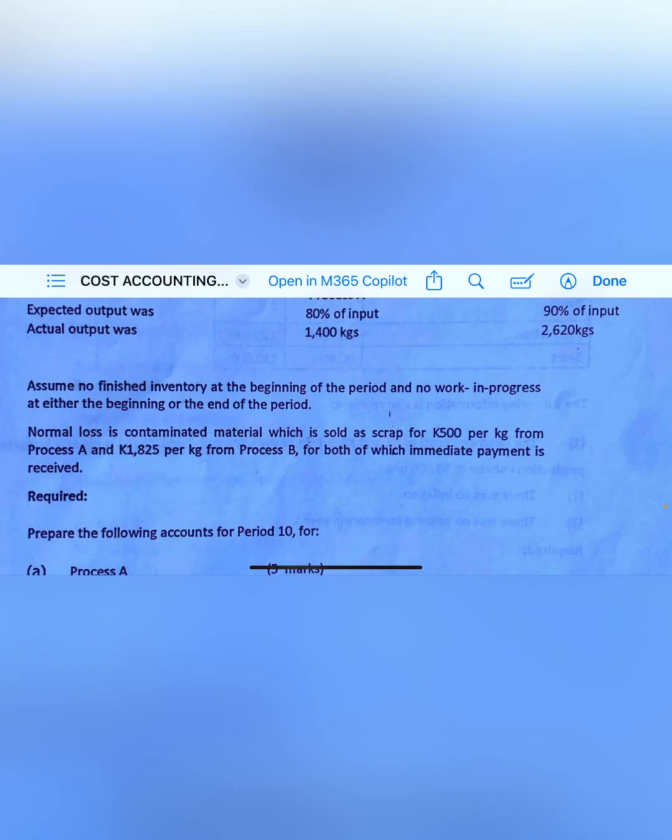We have to value that at 500 kwacha per kg. Then the question continues, and 1825 kwacha per kg from process B. So for process B, we are going to value the normal loss at that amount per kg. So for both of which, immediate payment is received.